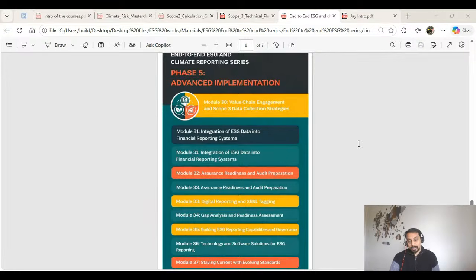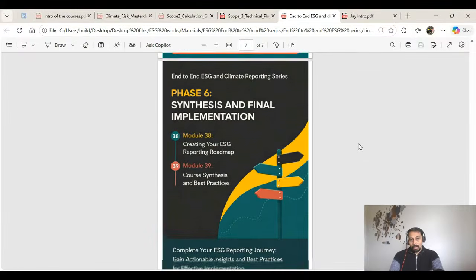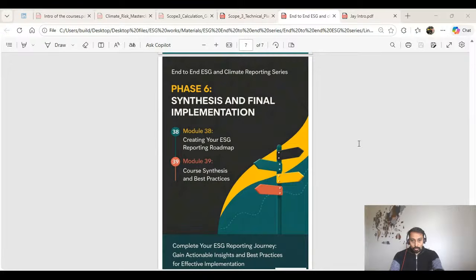Then ESG data integration into financial systems, assurance and digital reporting, gap analysis, and governance structures. The final phase, phase 6, covers two modules, where we bring everything together, building your ESG reporting end to end, with best practices and case studies, including the implementation strategy.